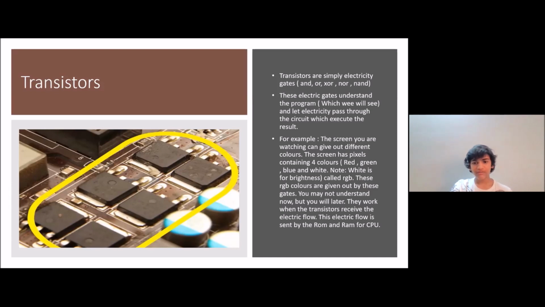They work when transistors receive the electric flow. This flow is sent by the ROM and RAM for the CPU, mainly the ROM during booting time, and then the RAM. When it starts executing, the CPU goes to the storage and brings the files needed, and then it says, "Hey RAM, I can't handle all these files, so can you please handle this for me?" The RAM keeps all these files, and whenever the CPU needs them, it goes to the RAM, fetches the details, and slowly starts decoding. That's how the computer works.